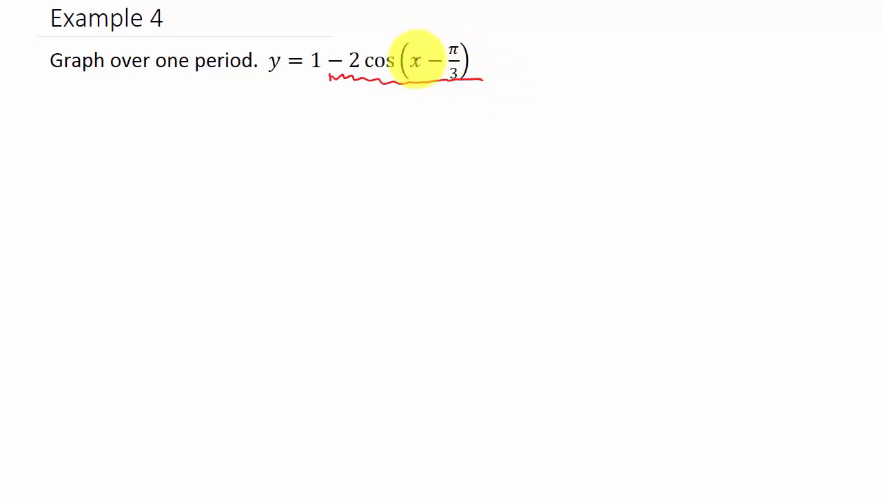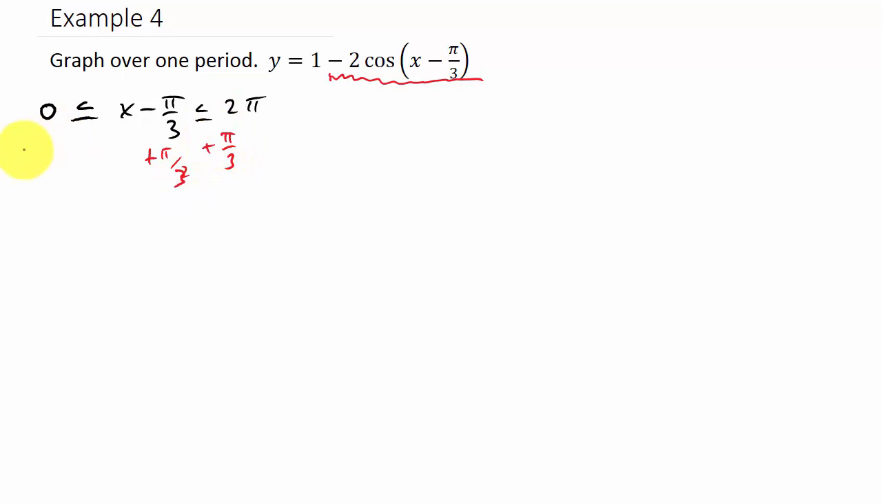Alright, so just like we did in all the other problems, whatever we're taking the cosine of, we're putting that between 0 and 2 pi. And then we're going to solve. So we're going to add pi over 3.